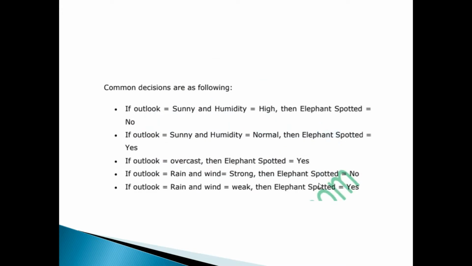So now, what rules do we form here? If outlook is sunny and humidity is high, then the elephant is not spotted. If outlook is overcast, then always the elephant is spotted.